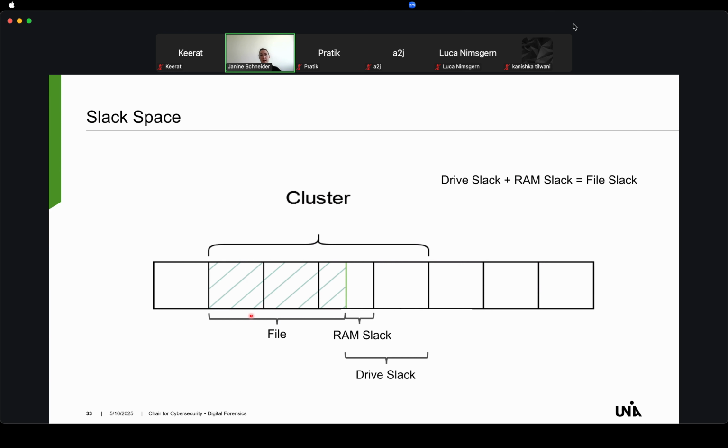Sectors or blocks are the smallest unit that the file system can write, or rather, the file system reserves space for data or for files.